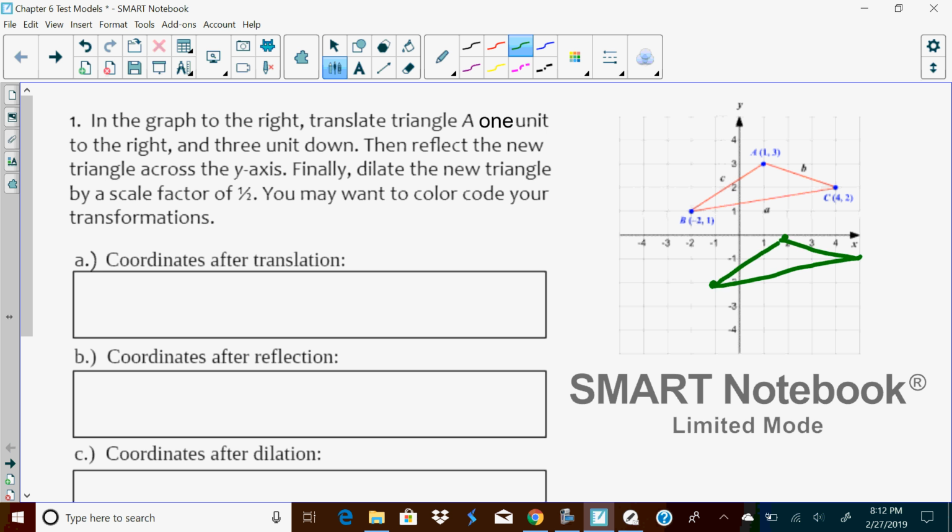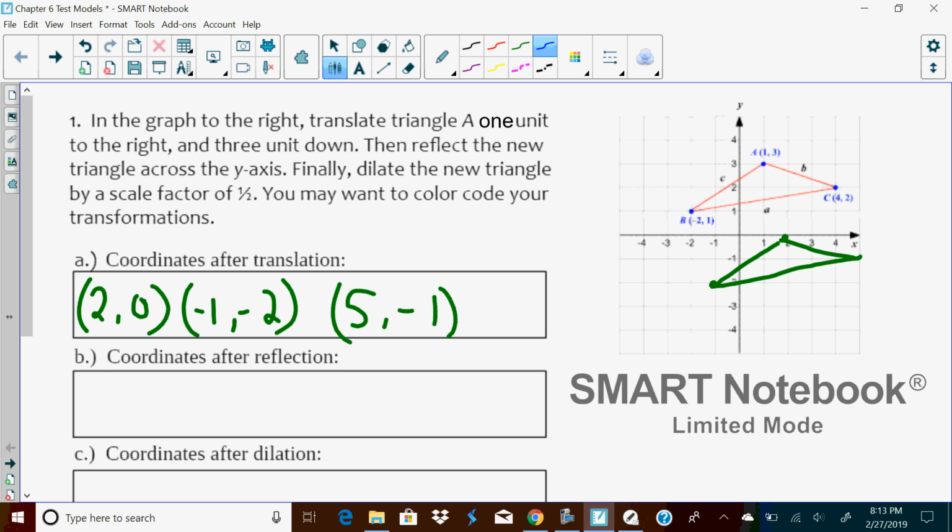So that's my new triangle. The ordered pairs are 2, 0, -1, -2, and 5, -1. I'm going to change colors. So then it says reflect it across the y-axis.